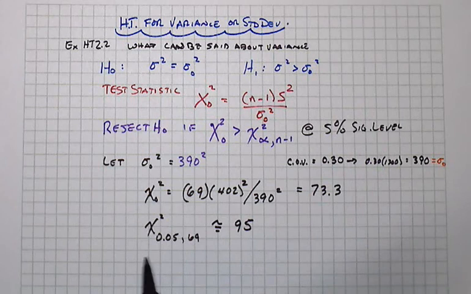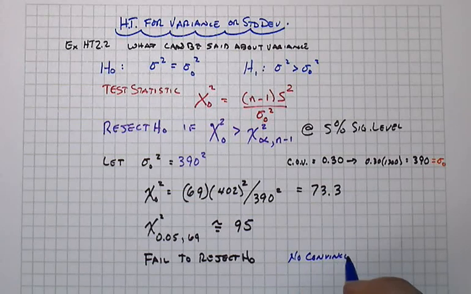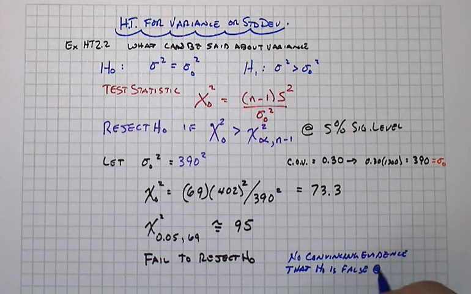So we're still in the acceptance region, which means that our conclusion here is that we fail to reject H naught, which is just another way of saying that we have no convincing evidence that H naught is false at the 5% significance level.